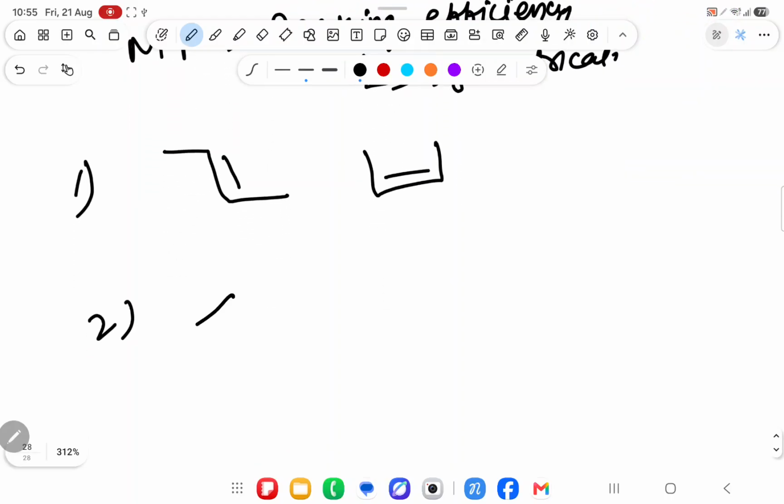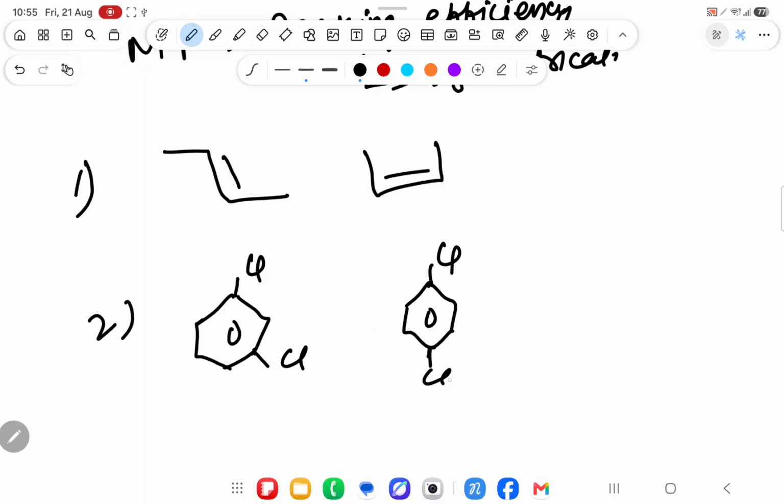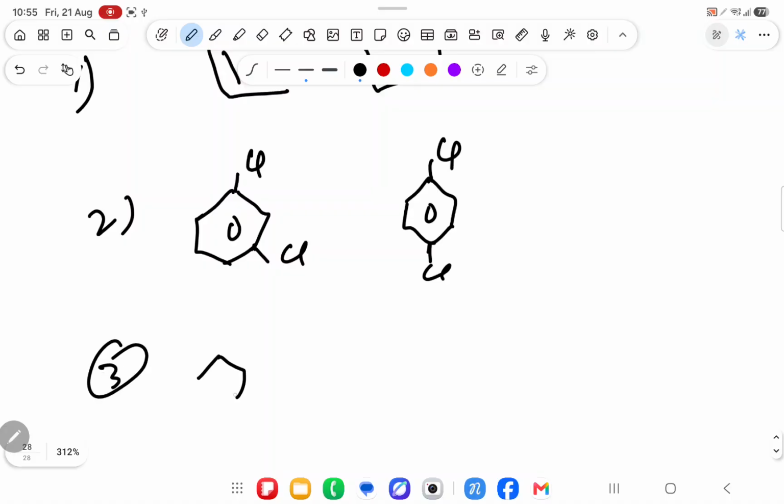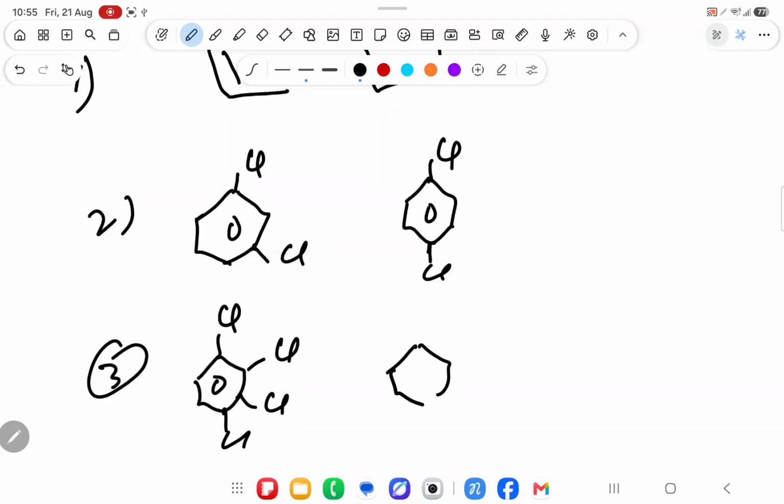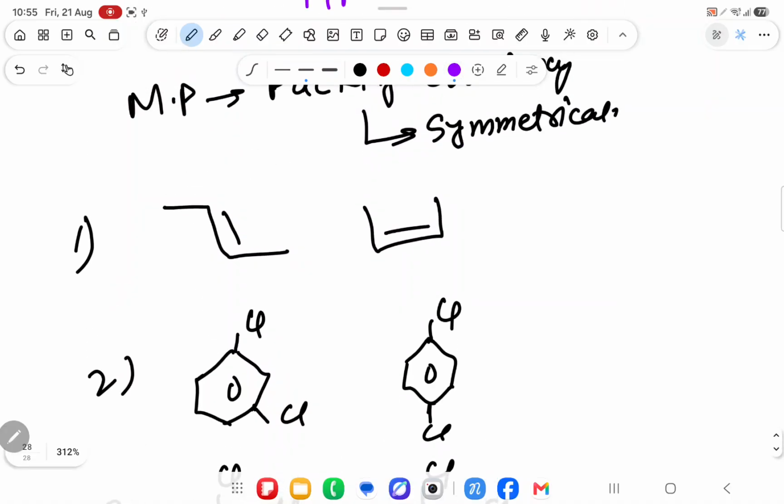Second question: Cl here, Cl here, and over here, Cl here, Cl here. Third question: Cl here, Cl here, Cl here, Cl here, and Cl here, Cl here, Cl here, and Cl here. Now see over here, it is packed from this side and this side, total packed. Here it is packed from this side only. Bottom side, no packing. It means in cis and trans.